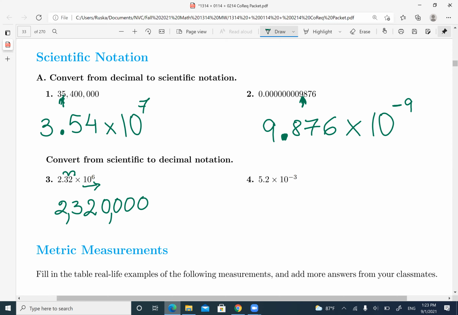Okay. Then the same way we're going to do the 5.2 times 10 to the negative 3. Now, because it's a negative, you're going to move the decimal to the left. And from here, you're going to move it 3 places. So it's going to be 1, 2, 3. And you're going to fill those. So this is where the decimal is going to be. And you're going to fill this with 2 zeros, right? So my answer is going to be 0.0052.